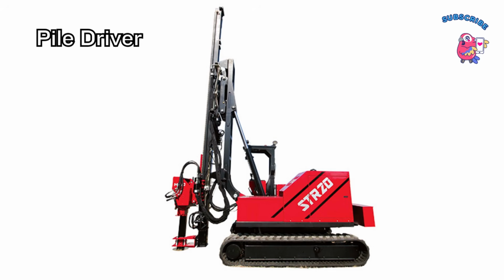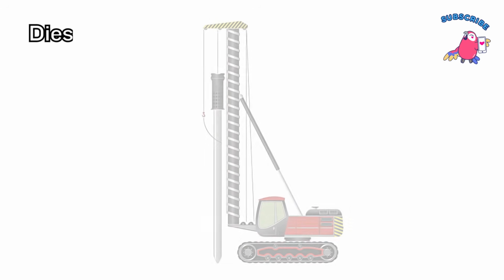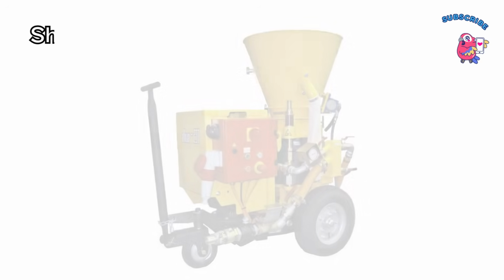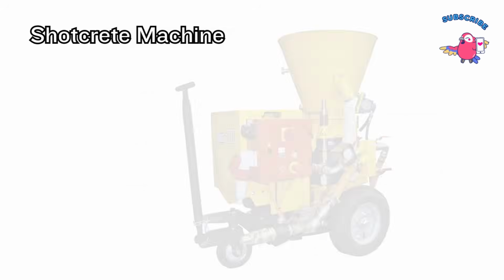Pile driver. A pile driver is a machine used to drive piles, long columns of steel, concrete, or wood, deep into the ground to support buildings or structures. Diesel hammer. A diesel hammer is a type of pile-driving hammer that uses diesel fuel combustion to drive piles into the ground. Shotcrete machine. A shotcrete machine is equipment used to spray concrete or mortar at high speed onto surfaces.